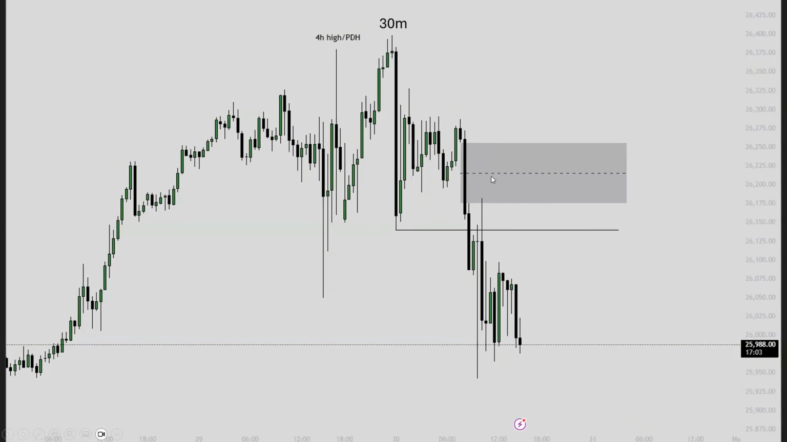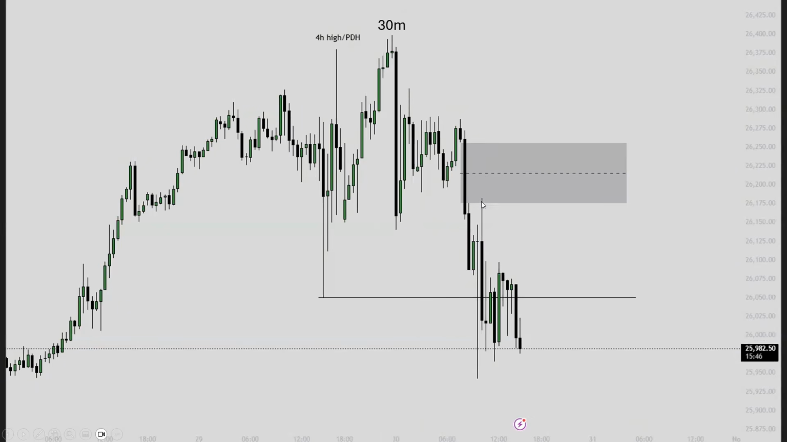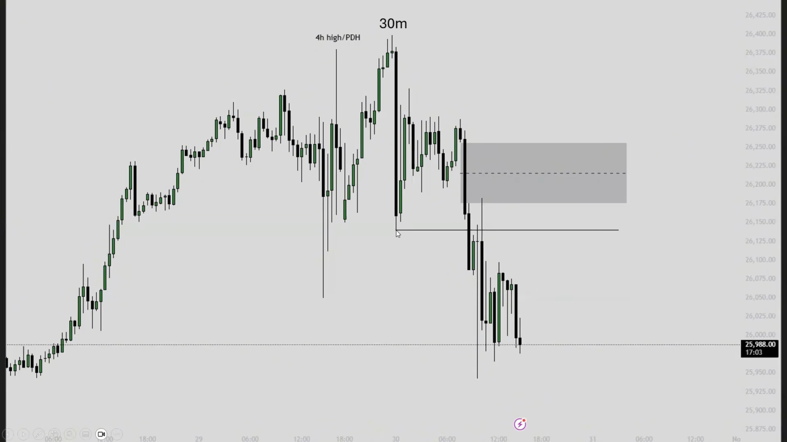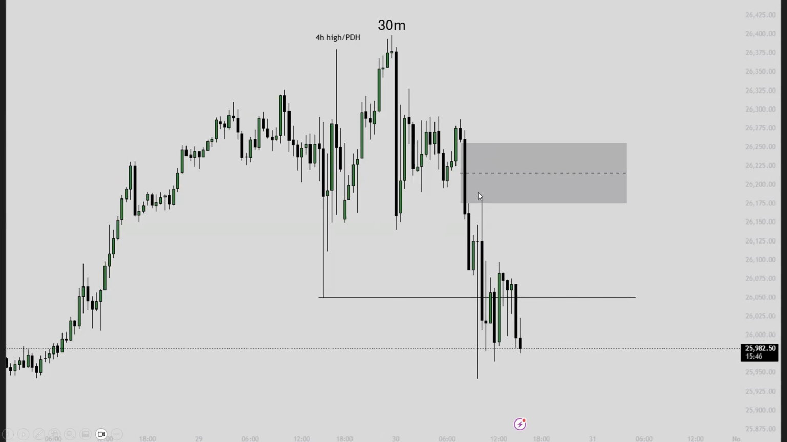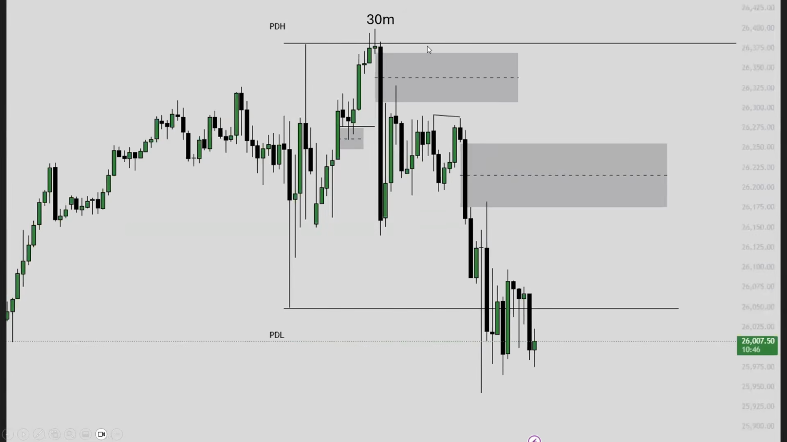After tapping the internal here, what do? We sweep out the external here, right? We sweep out the external, come back to the internal. From this internal, we go back to the external on the 30 minutes. Why? Because the 4 hour is aligned with the 30 minutes. This is all together. This is your previous day high. This is your previous day low. This is external on the daily.